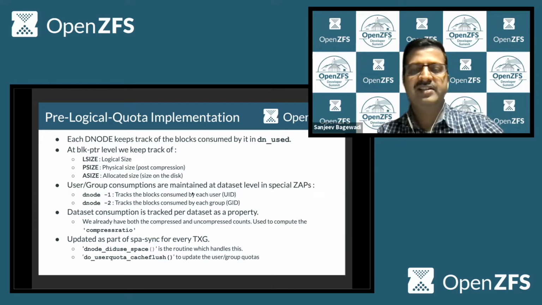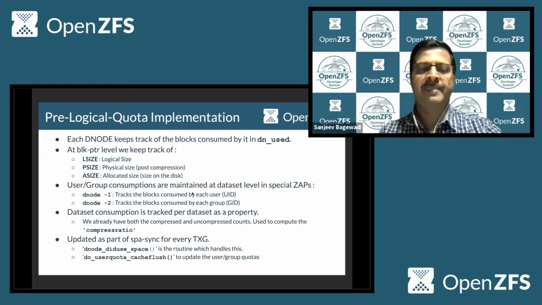And for the dataset consumption, I think we are fairly covered, because at the dataset level we keep track of both the compressed and uncompressed count, and ZFS in fact uses this for the compression ratio computation. The space calculation itself is updated as part of the txg sync done by these two routines, which are dnode_diduse_space and do_userquota_cacheflush. These are the routines responsible for doing the updates in there.